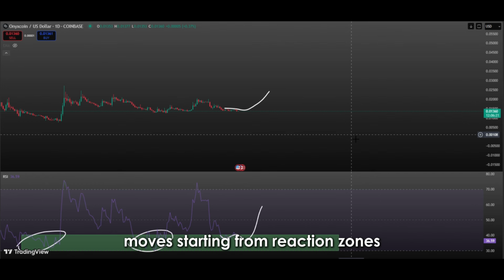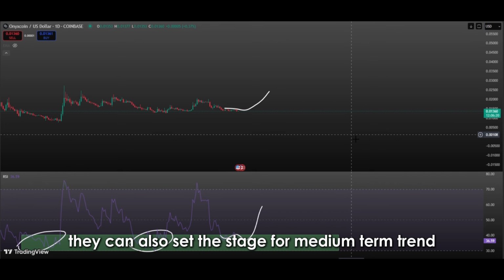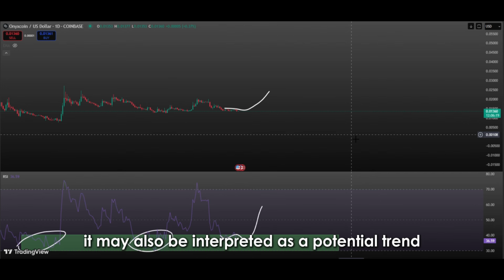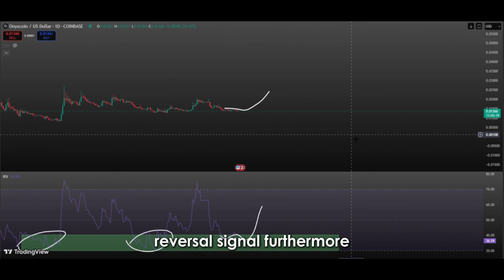Moves starting from reaction zones aren't limited to short-term bounces. Under favorable market conditions, they can also set the stage for medium-term trend reversals. If the current downtrend is nearing its end when RSI enters the reaction zone, it may also be interpreted as a potential trend reversal signal.